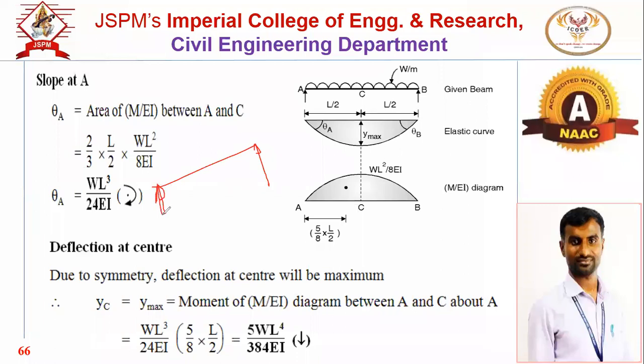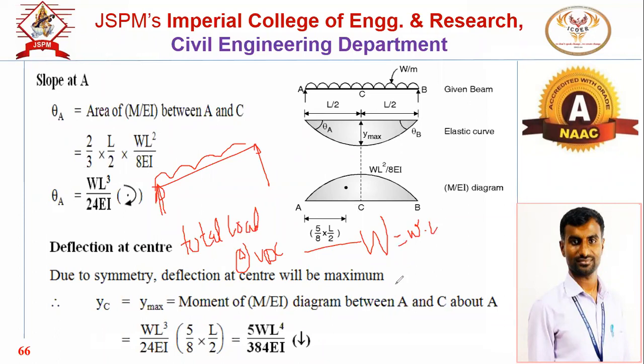And based on this, there are 2 questions asked in one competitive examination that we will discuss also. Suppose they have given the total load of UDL. What they have mentioned in the MCQ, if this is the total load due to UDL, then that will be capital W, and that capital W is nothing but intensity of UDL small w into the span.